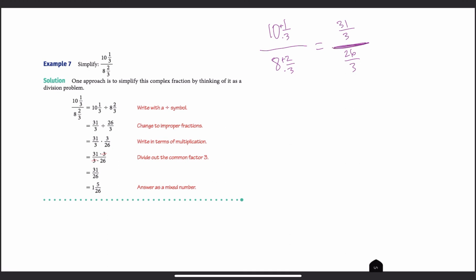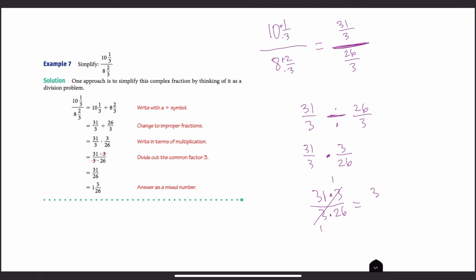Now, this is the main operator, the big fraction bar, so I'm going to write it with the division symbol. So 31 thirds divided by 26 thirds. Now, instead of dividing, I'm going to multiply by the reciprocal. And then when I multiply, I can multiply straight across. Oh, and I can recognize that 3 divided by 3 will be 1.